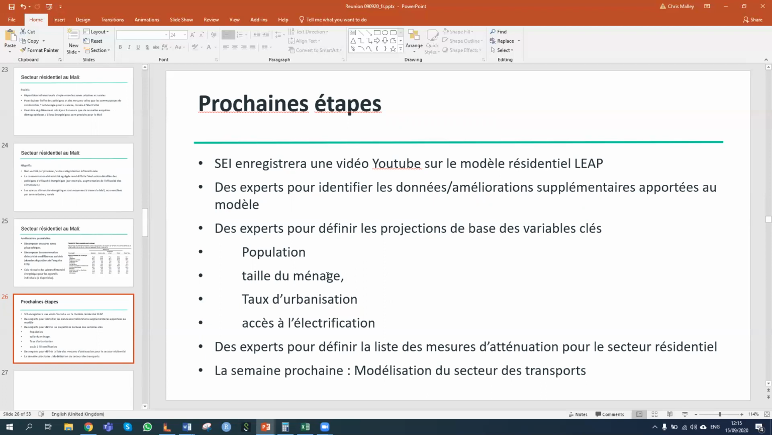We also need to learn from you, or to get from you, a list of the key mitigation measures that we want to evaluate in the residential sector. These can be related to residential cooking, energy efficiency for electrical appliances, access to electricity, and any other measures that will affect energy consumption and emissions in the residential sector.